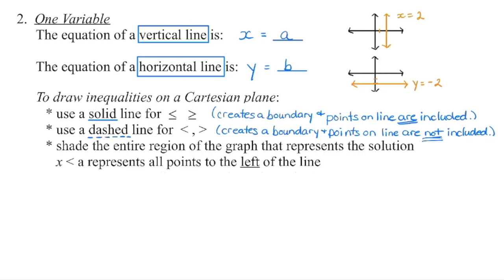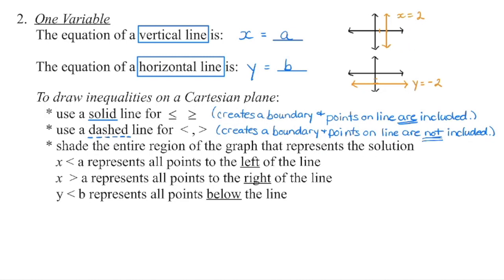If we have, for example, x is less than a, that means all points in this region are going to have an x-coordinate that is less than, for example, 2. If we have x is greater than a, we're going to shade to the right to show that all points in this region have an x-coordinate that is now greater than our a value, which in this case is 2.